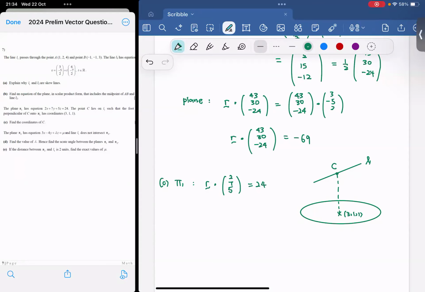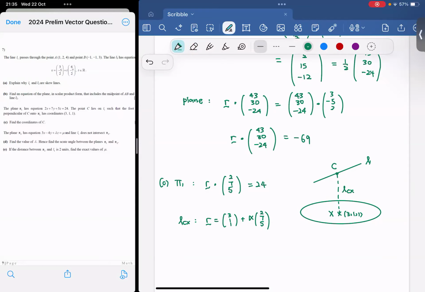Okay, so what do we know? We know that this dotted line, we call it L. We call this point X. The line of CX will be in the form of r equals (3, 1, 1) plus lambda (2, 7, 5). Don't use lambda because we've got lambda and mu later. So we use p or alpha (2, 7, 5).